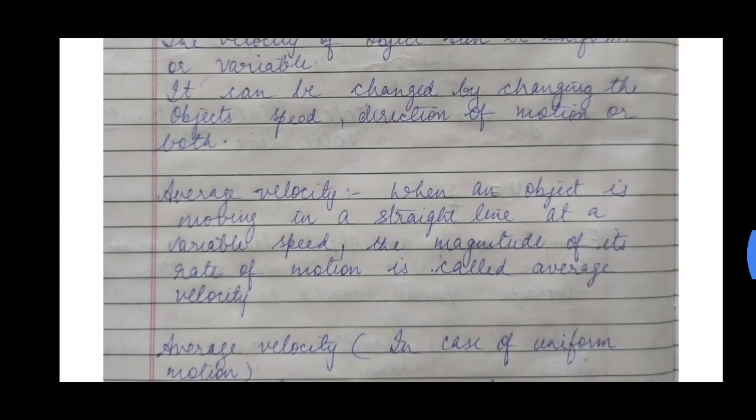Now, average velocity is when an object is moving in a straight line at a variable speed. Its speed keeps changing. The magnitude of its rate of motion is said to be average velocity. The specific value, the number that we get after adding, is called magnitude. That magnitude of the rate of motion is called average velocity.